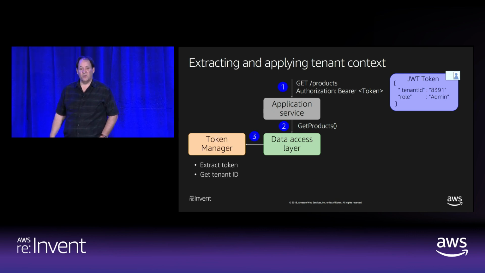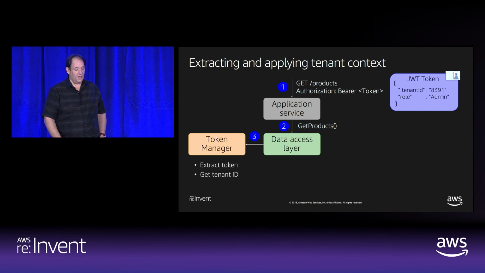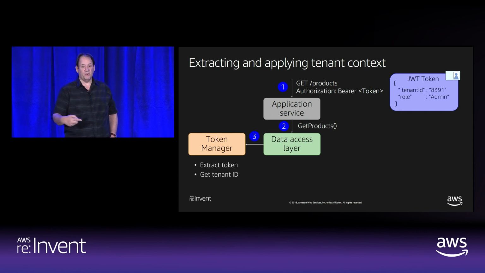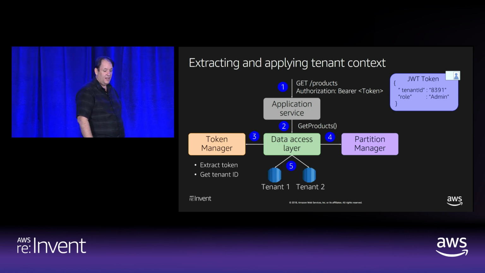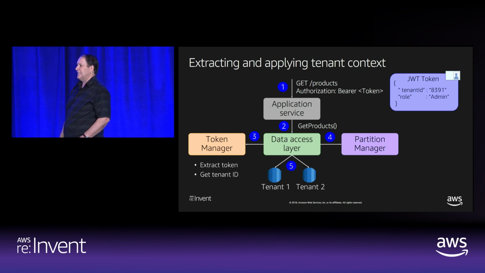That data access layer will say, hey, token manager, go get me the tenant ID out of this incoming request, and then go to the partition manager to figure out where the data actually resides for this particular tenant, and then go find that data for that tenant. Nothing magic or special here, but you should notice this is a realization of the values I had on the prior slide, which is the person who wrote that app service didn't have to know anything.